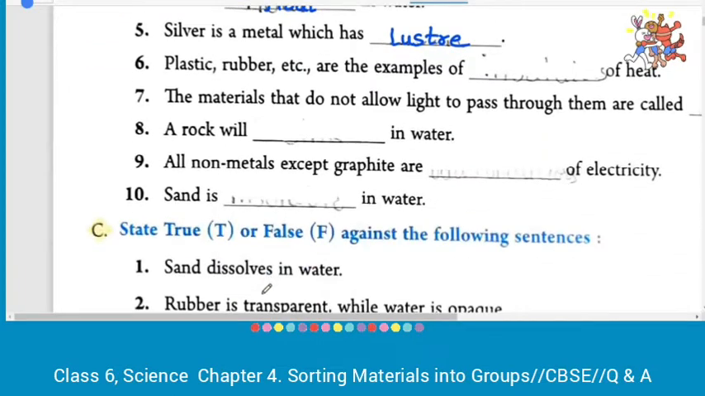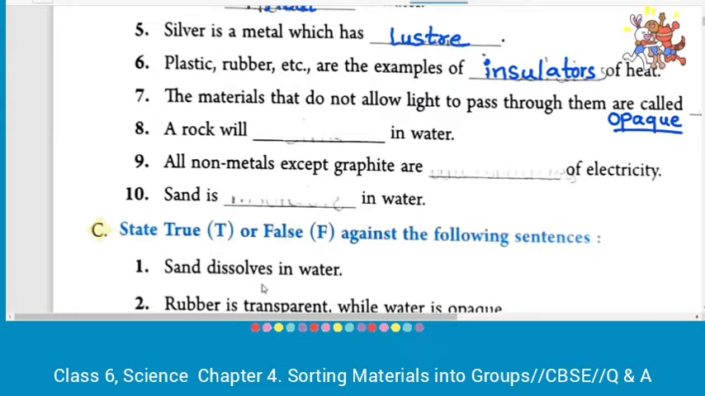Sixth one: plastic, rubber, etc. are the examples of dash of heat. Plastic, rubber, etc. are the examples of insulators of heat. Insulators. Seventh: the materials that do not allow light to pass through them are called opaque objects. The materials which do not allow light to pass through them are called opaque.